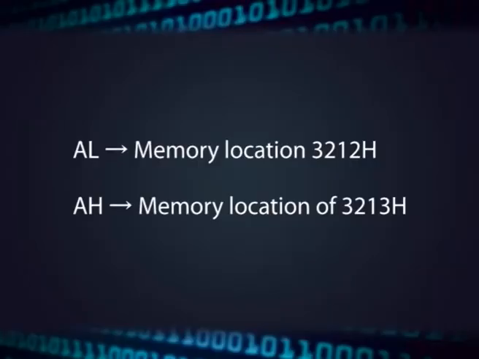The contents of memory location 3212H are then used to store the contents of AL. The contents of AH, which is the higher 8 bits of the register AX, are then stored in the next memory location, 3213 hex. Thus, the effect of the instruction can be explained as: AL is transferred to memory location 3212, and AH is transferred to memory location 3213, which is the next memory location after 3212.